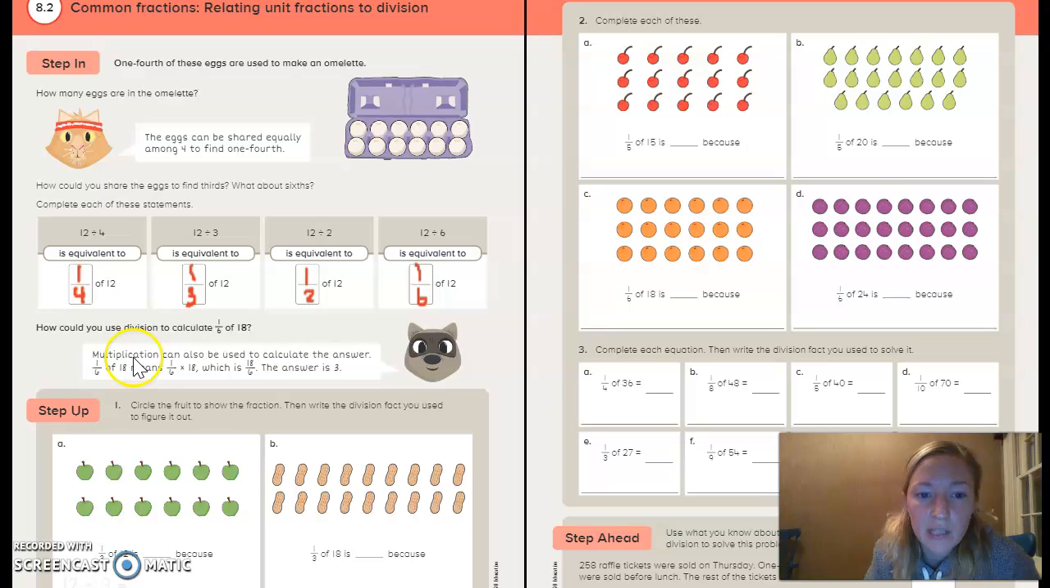It kind of gives another explanation here. It says multiplication can also be used to calculate the answer. 1/6 of 18 means 1/6 times 18, which is 18/6. So the answer is 3. That makes sense. So it'd be like doing this. Multiplication of fractions is something we haven't quite gotten to yet, but I'll show you how to do this quickly. It's just like saying 1/6 times 18.